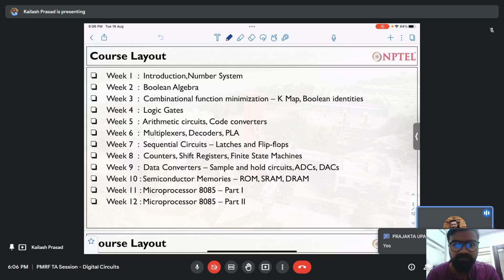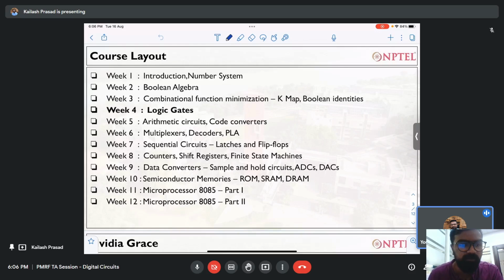Okay, so this is the course layout. We have started with the introduction in the number system, and then we have seen Boolean algebra, and in the last session, we have also solved some of the questions on combinational function minimization using K-map and Boolean identities. In this week, our major focus will be on the logic gates, and we'll be solving at least 6 7 questions on logic gates, and we will try to understand how to solve complex questions on logic gates. This session will also help you in doing assignment 3 and assignment 4.